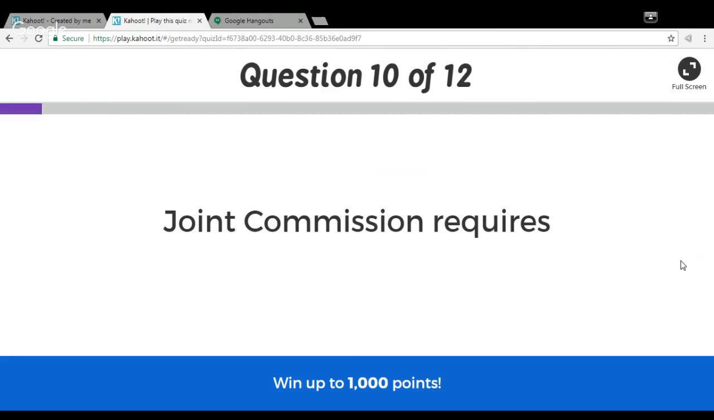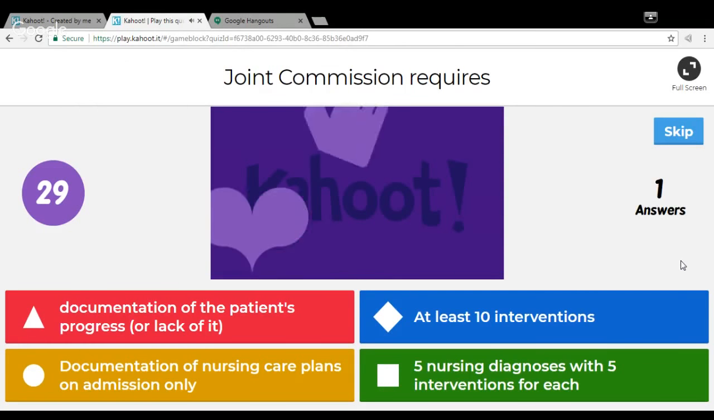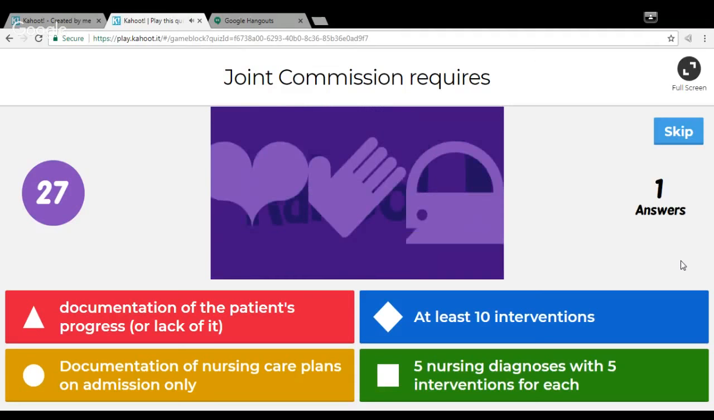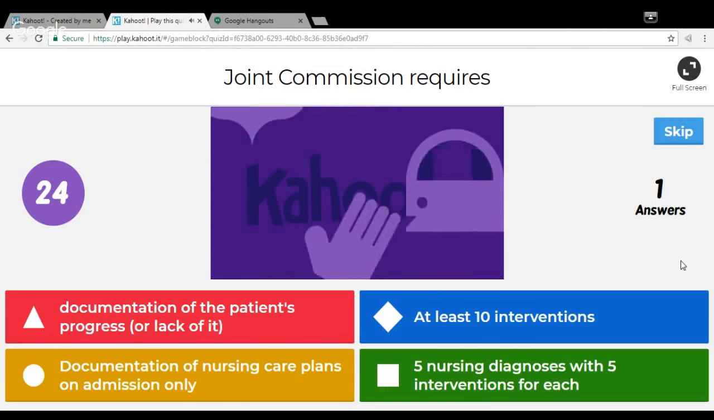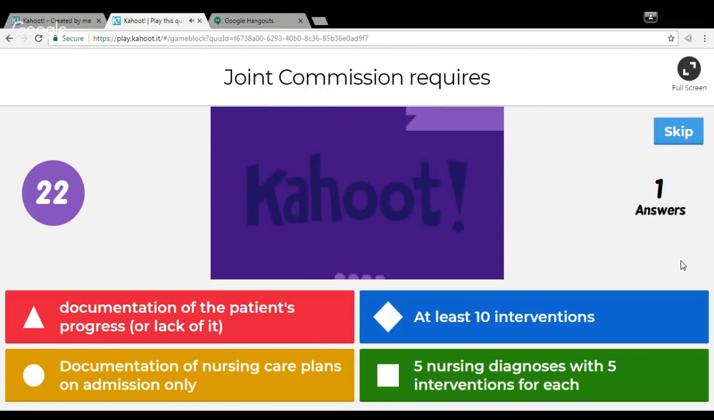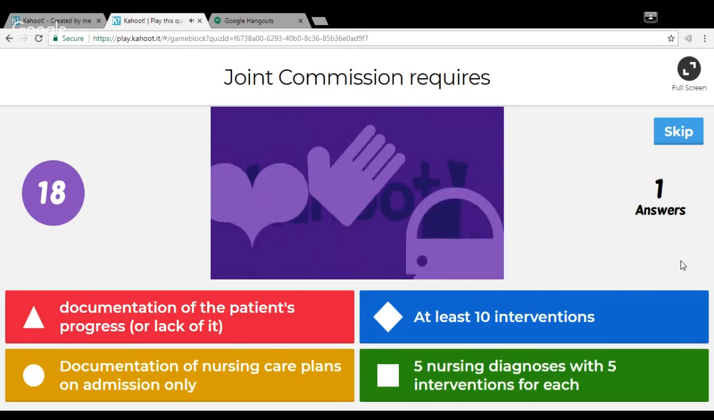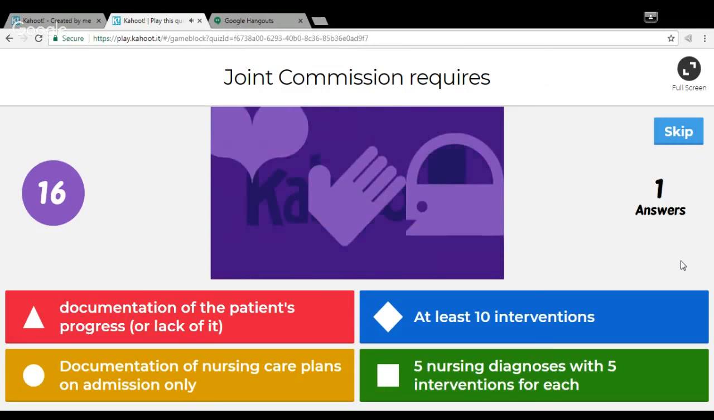Here we go. Joint Commission requires, this is going to be a good one. It's a pretty vague question. Documentation of the patient's progress or lack of it. Documentation of nursing care plans or admission only. At least 10 interventions or 5 nursing diagnoses with 5 interventions for each. So what does the Joint Commission require?